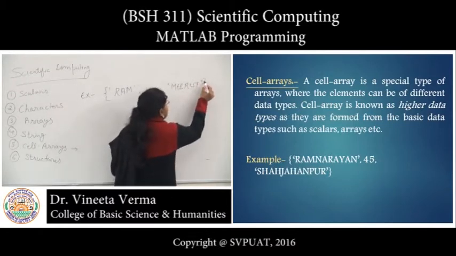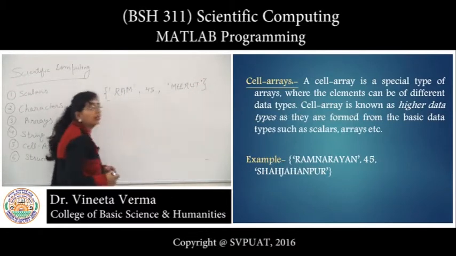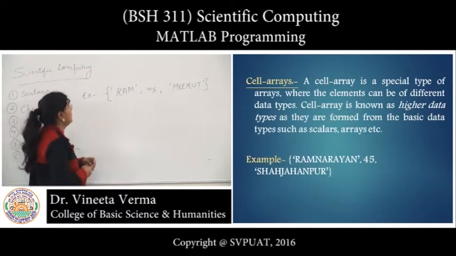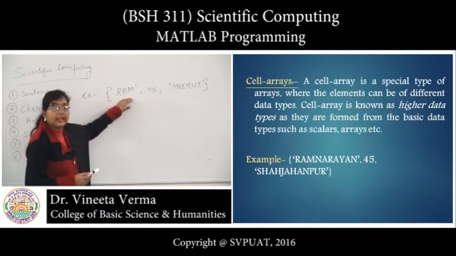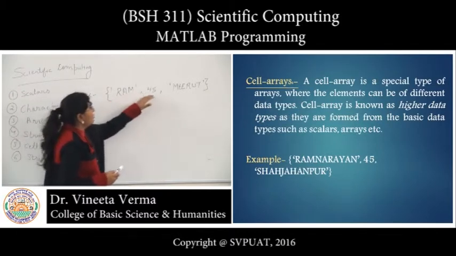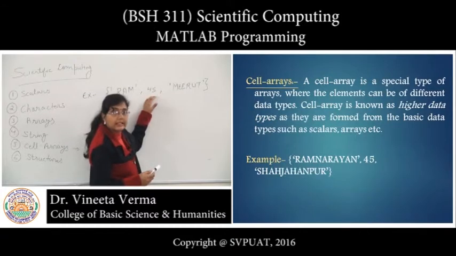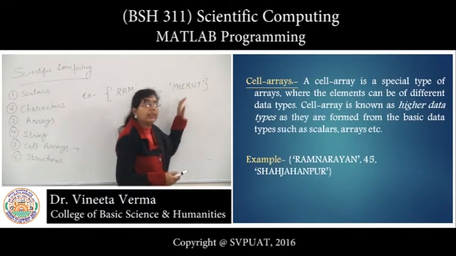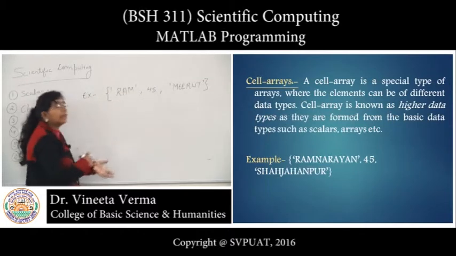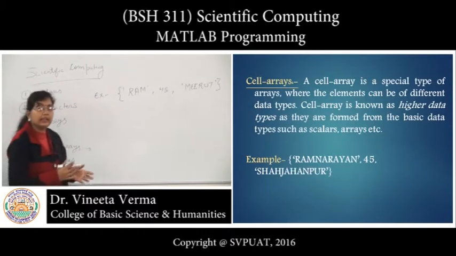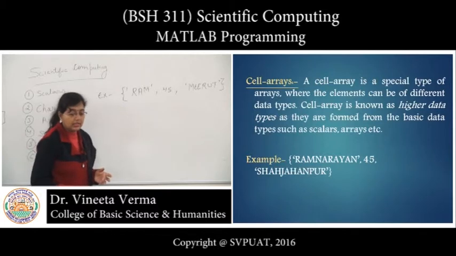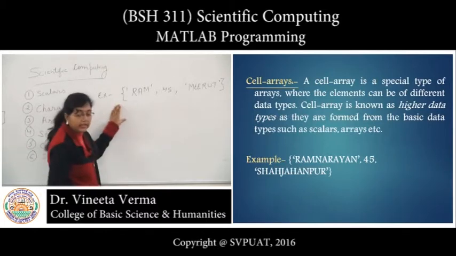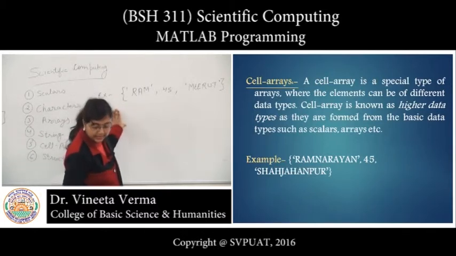It is also represented by curly braces. Ram is string data, 45 is scalar data, and Meerut is also string data. We can take mixed data in a cell array. So this is a higher data type.